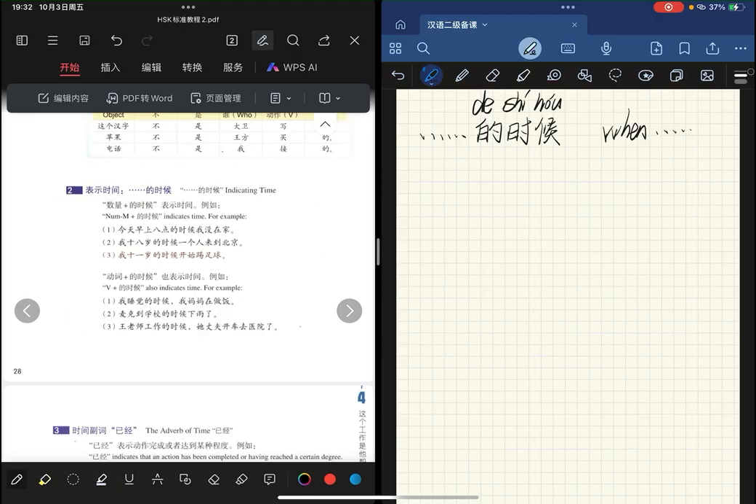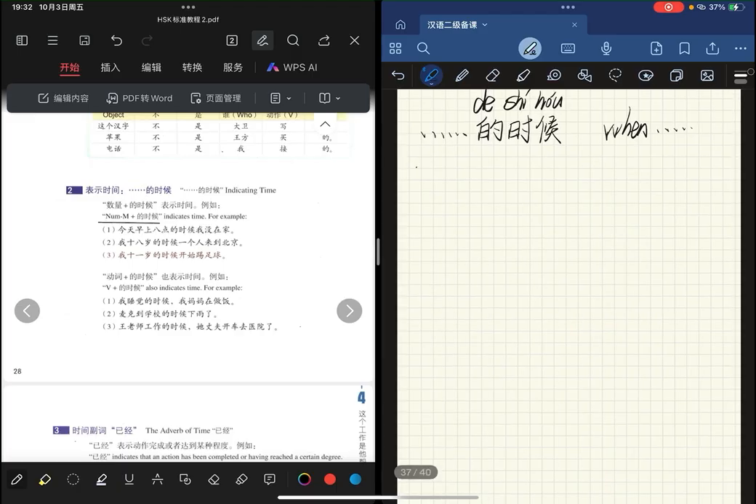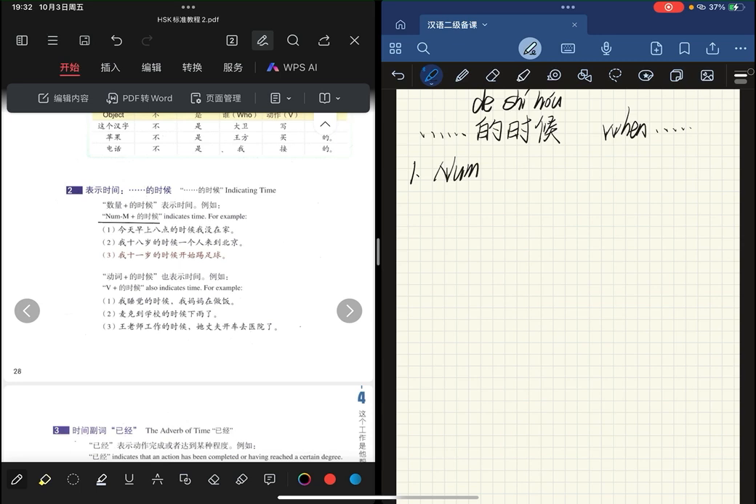The first one is a number as a middle word with 的时候 to indicate the time. So let's see the first one. The number as a middle word with 的时候 indicates the time, to show during a certain period of time, and it is used as a time word with a verb to describe when an action happens.